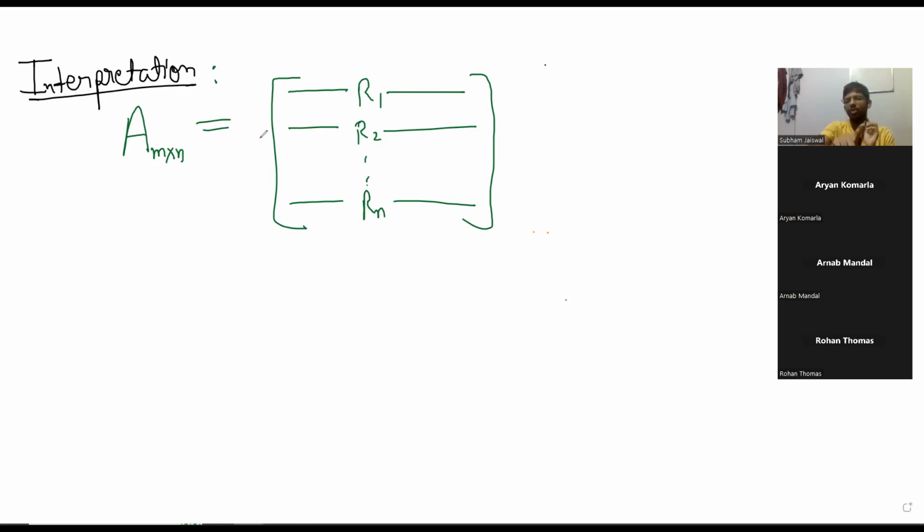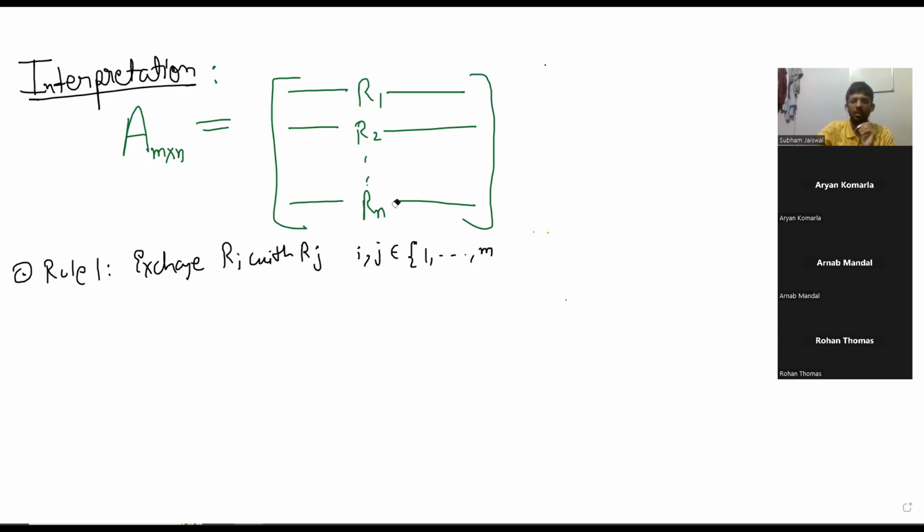So we take this and we want to do something with the rows. What is it that we want to do? You already know, I'll just tell you. So rule one. Why you want to do it? Just treat it as a game. You will understand later, if not already. So rule one is: exchange Ri with Rj, where i and j are among the m rows.